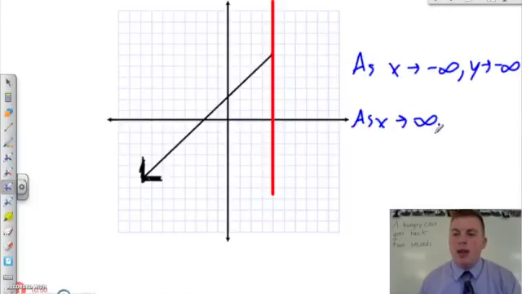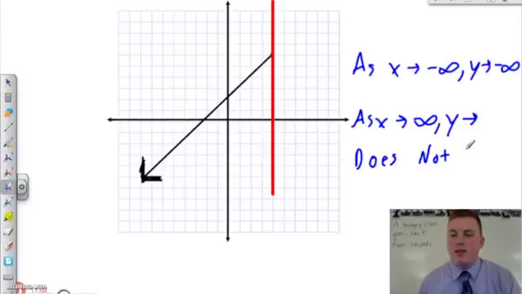So what we would say here is that as x approaches infinity, the end behavior for y does not exist because it simply just stopped in its tracks. All right, and a way that you guys can abbreviate that is DNE.